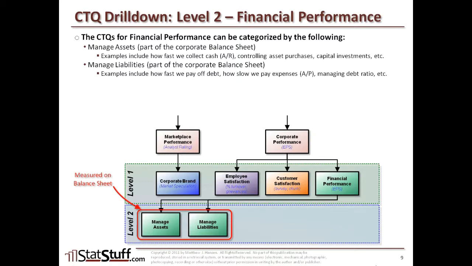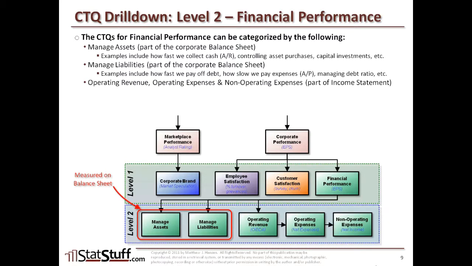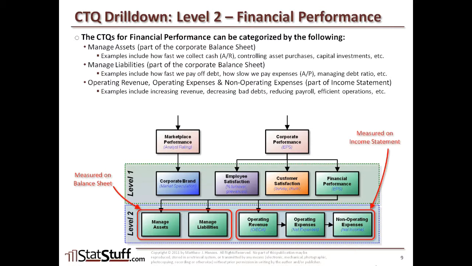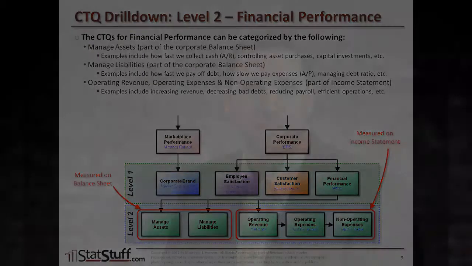So let's dig into the next three pieces for financial performance at the level 2 CTQs, and that would be operating revenue, operating expenses, and non-operating expenses. In contrast to the other ones from assets and liabilities, these are part of the income statement. So some examples of these would include increasing revenue, or decreasing some of the bad debts for our revenue, or reducing payroll or employee expenses, and making more efficient operations. All these things allude to how we can save money within the business in order to improve the overall financial performance.